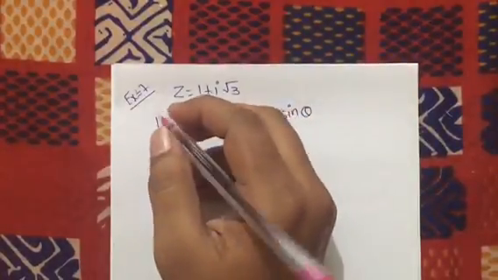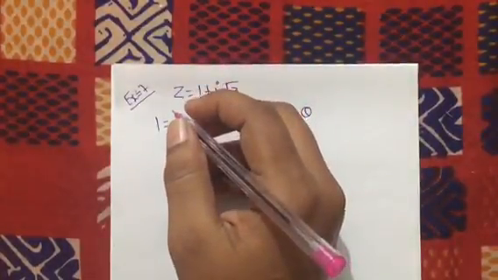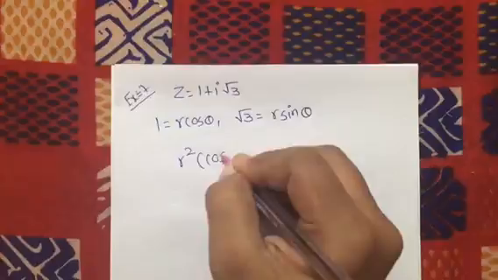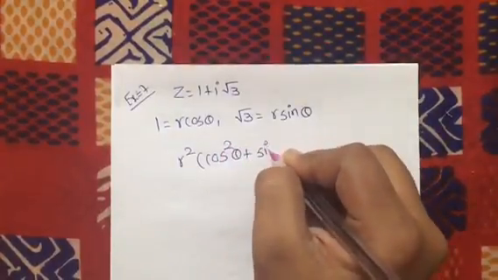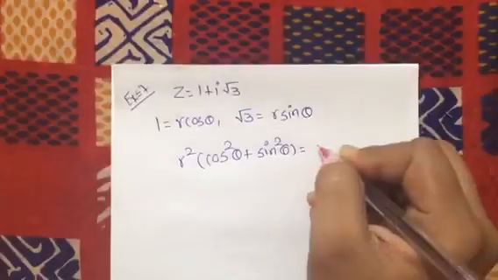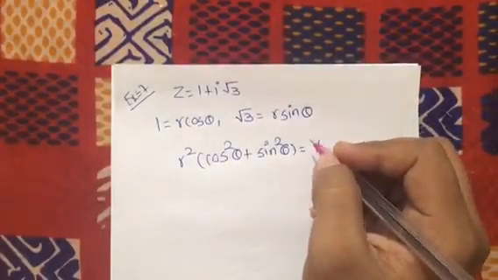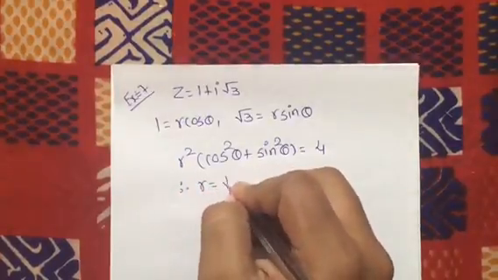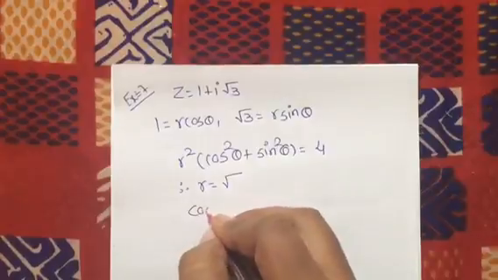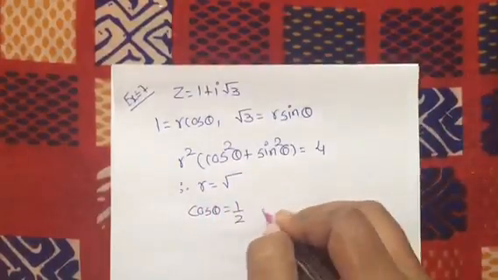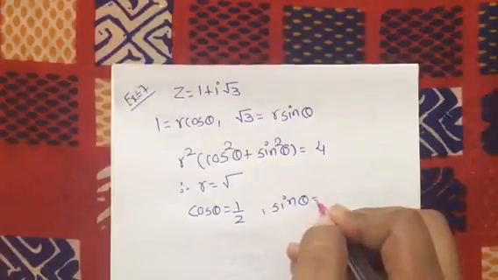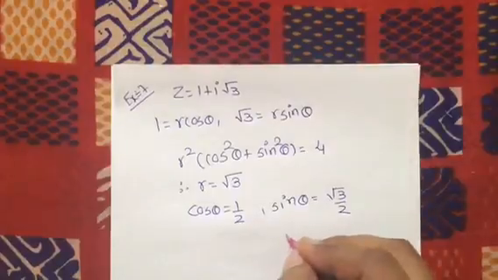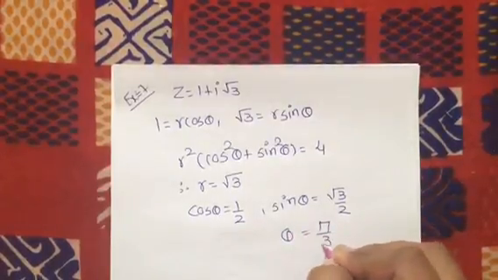So here by squaring we are having r square into cos square theta plus sin square theta is equal to 4. That is, r is equal to under root 4, which is 2. So cos theta is equal to 1 by 2 and sin theta is equal to root 3 by 2, and theta is equal to pi by 3.